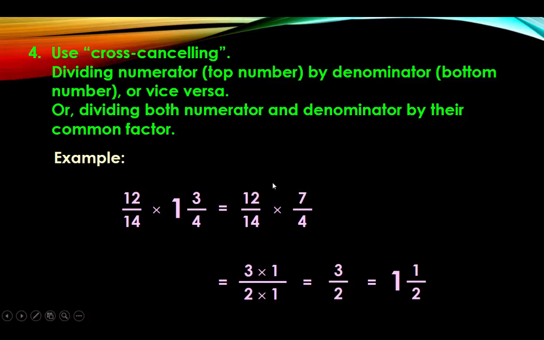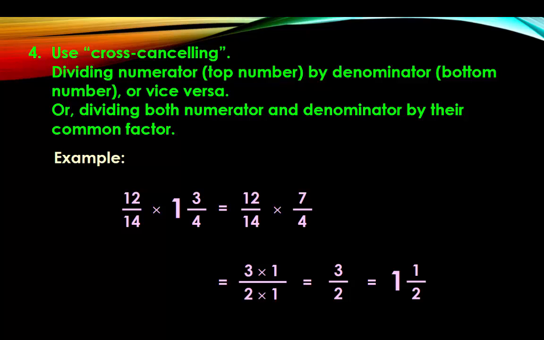Now let's see the denominator and numerator. In the first fraction, the numerator is 12 and the denominator is 14. And for the second fraction, the numerator is 7 and the denominator is 4. Now let's see which ones you can cross-cancel. Remember, cross-canceling means dividing numerator by denominator or denominator by numerator, or you can divide both of them by their common factor.